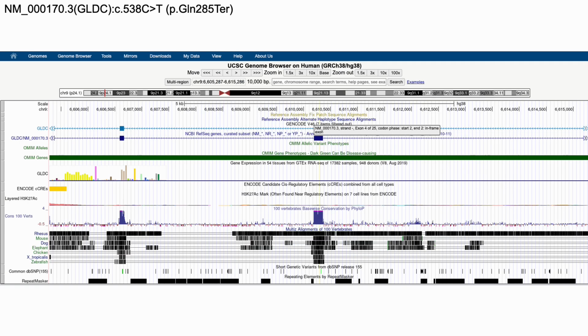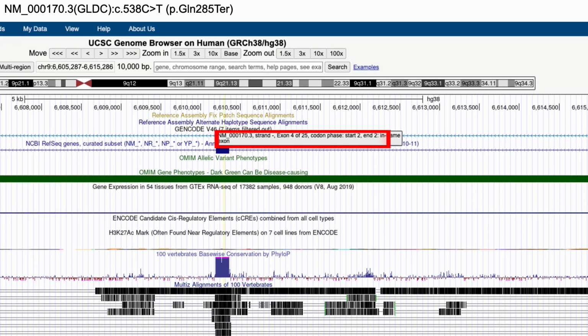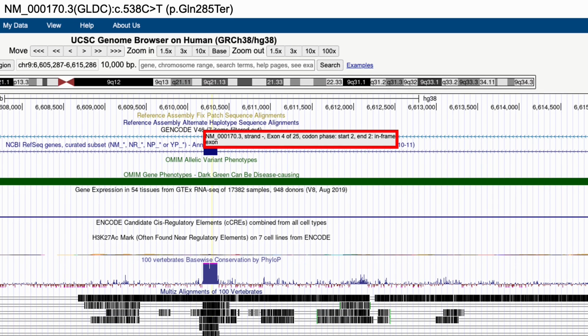Using the UCSC genome browser, we can visualize the location of the variant. We see our transcript of interest here. Our variant is located on this exon here, boxed in red, as indicated by the yellow highlight. If we mouse over that exon, we can see that this variant is in exon 4. This exon is in frame and it is not the first or last coding exon.